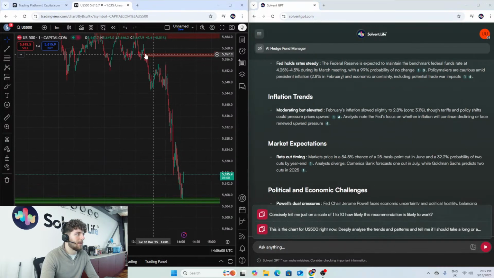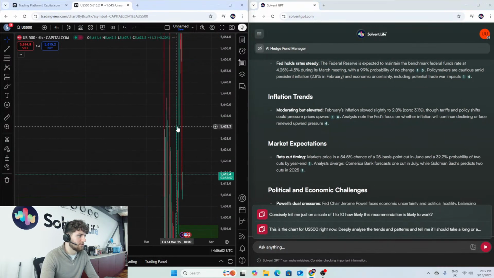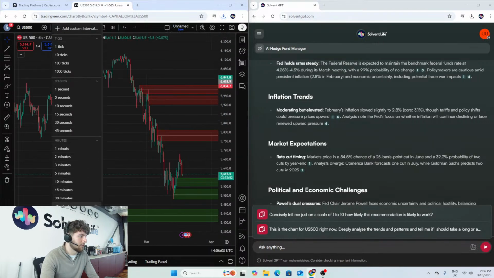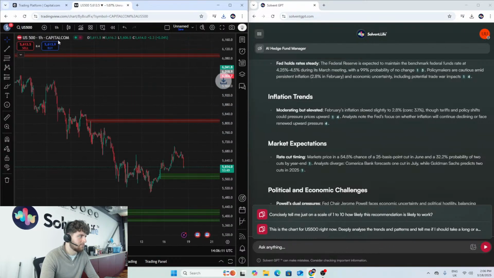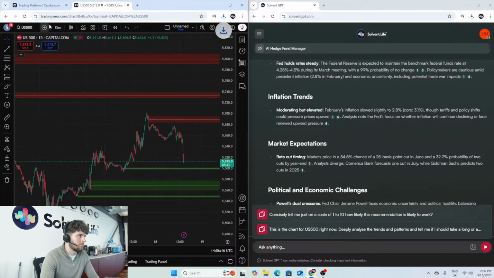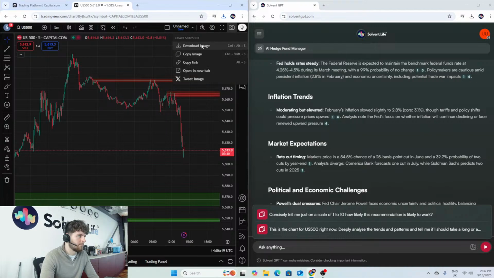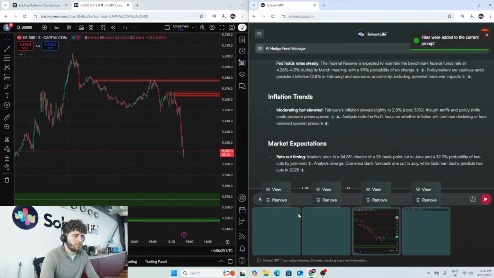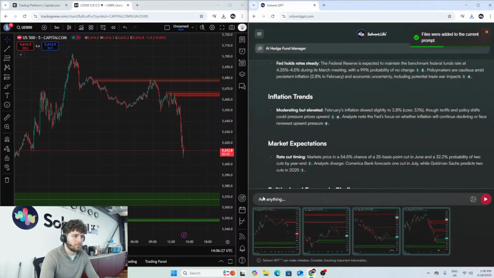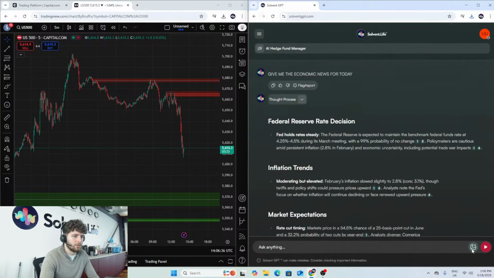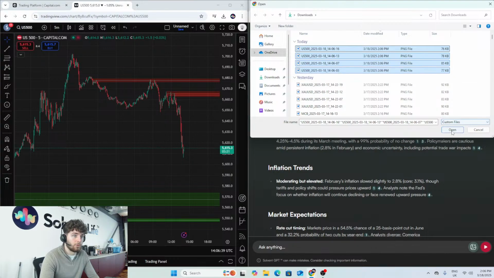Now we're just going to collect a little bit of data and give that information to the GPT. Download, we'll go to the 1 hour, we'll download this. 15 and the 5. So we're going to upload all 3 of these images. Here we go. Upload these 3, or sorry, these 4.